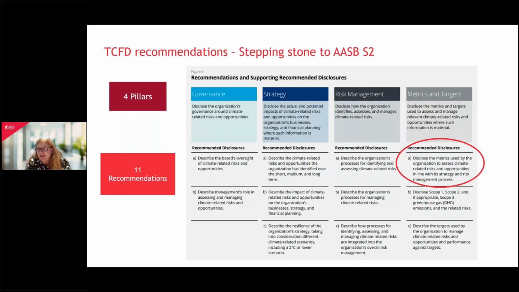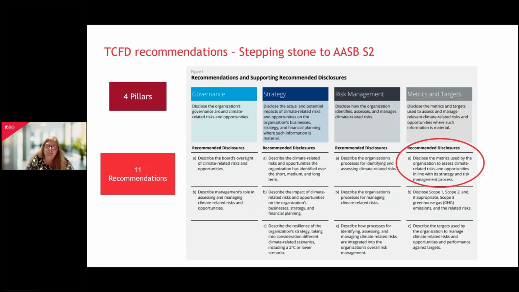And if you look at metrics and targets, the very first recommended disclosure is disclose the metrics used by the organization to assess climate-related risk and opportunities in line with its strategy and risk management process. And then one just below is disclose Scope 1, Scope 2, and if appropriate, Scope 3 greenhouse gas emissions and the related risks. So today we're going to focus on the other metrics, but we'll also touch on Scope 1, 2, and 3. And then finally, the third disclosure or section there is describe the targets, which we'll look at next month.